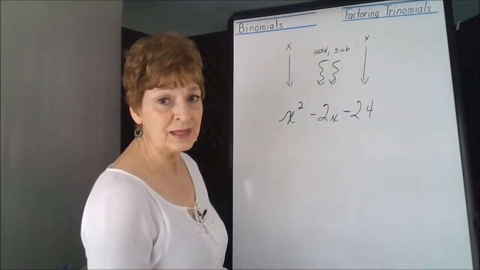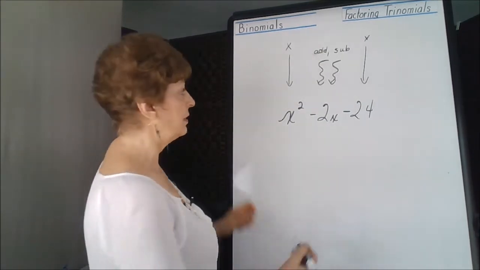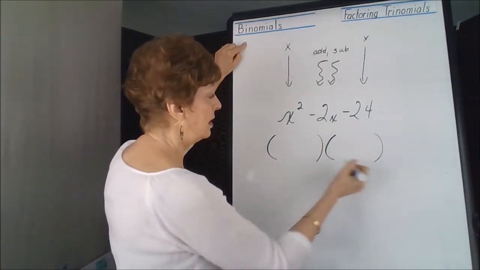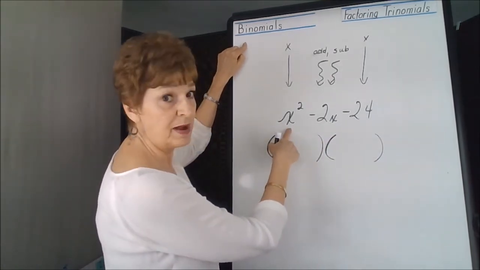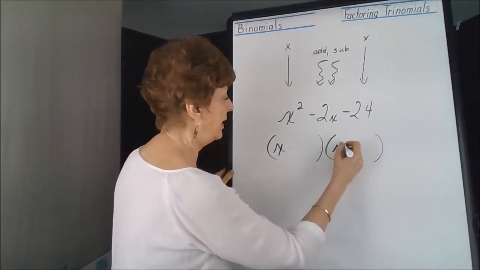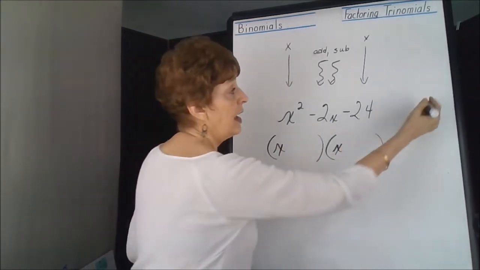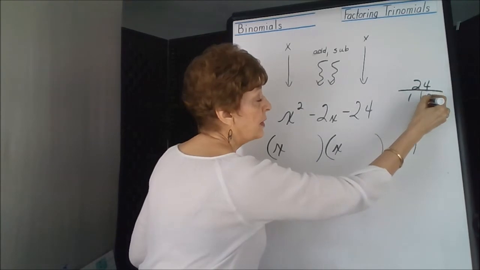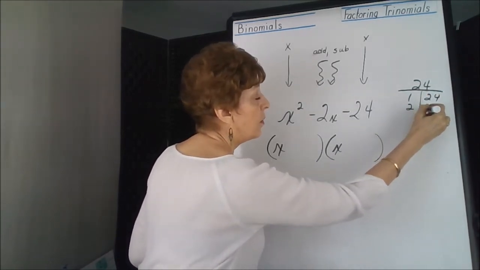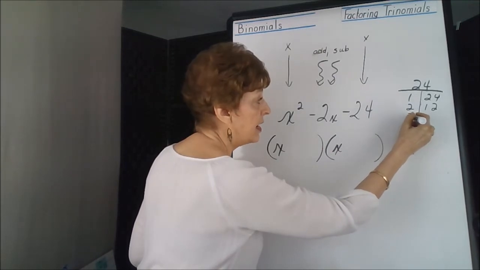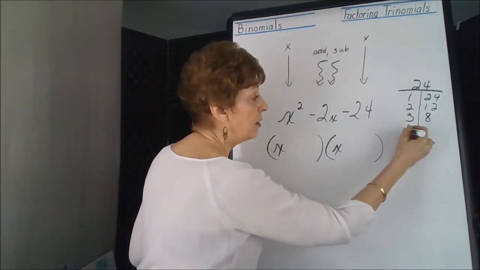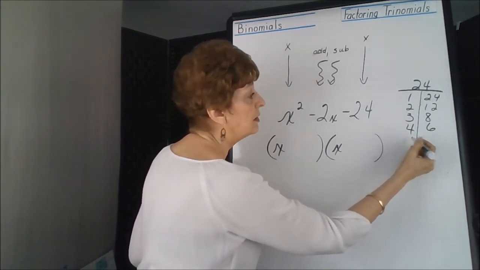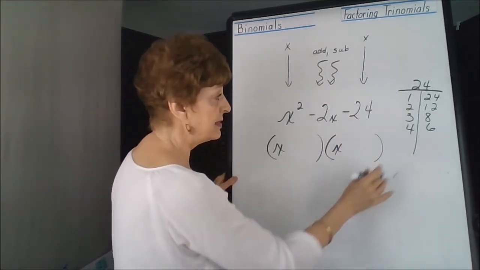Notice I'm being extremely methodical in the way I'm thinking about this problem. The first thing that I do is draw my two parentheses for the binomials and see if I can get rid of my first term: X, X. Now I'm going to the back of it and making a t-chart for 24. 1 times 24. 2 works, yes, 12. 3 times 8. And 4, yep, times 6. Will 5 work? No. Will 6 work? I already have it. Stop. Those are the only ones that I need.